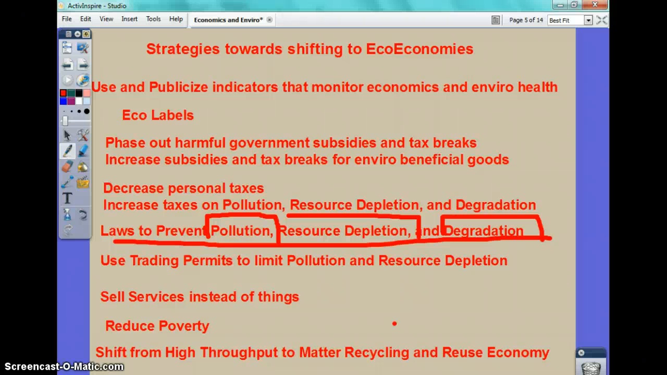If you're going to use solar cars, you're not mining for fossil fuels. So if you want to link specific parts of these words, that's the way to do it. There's an AP question: explain how shifting from a petroleum-powered car to a solar-powered car, or any kind of eco-car, helps prevent pollution, degradation, and resource depletion. And you just did.